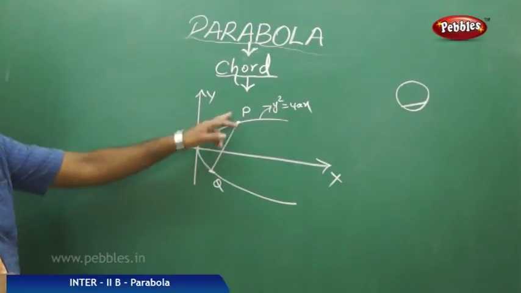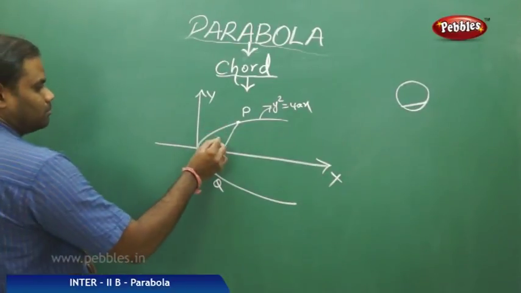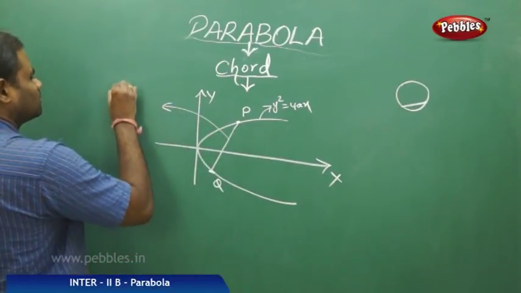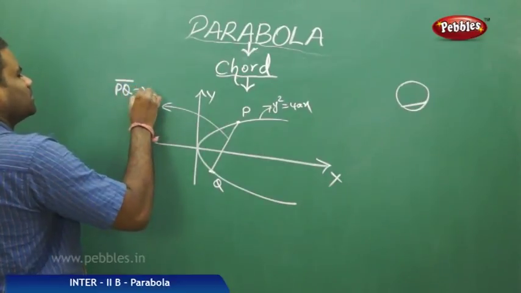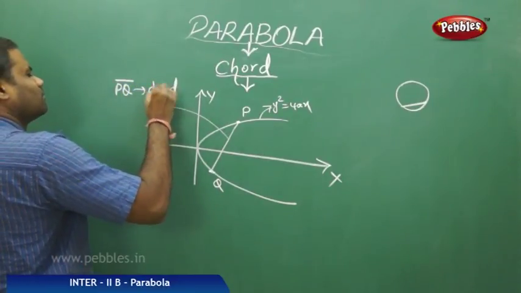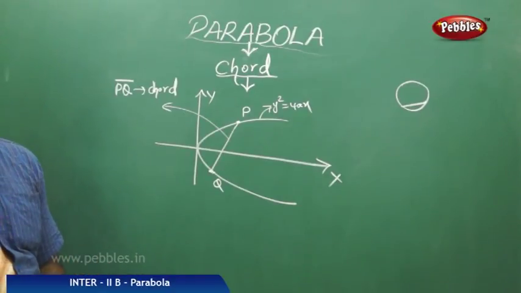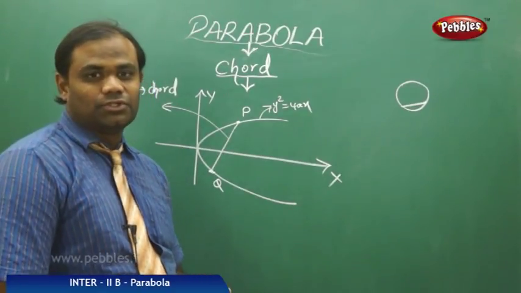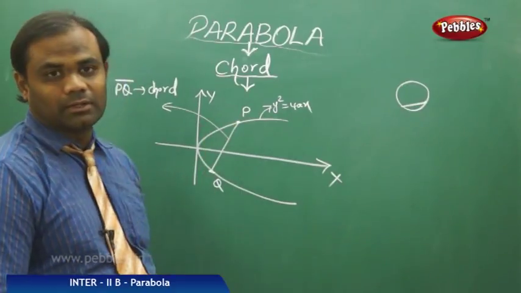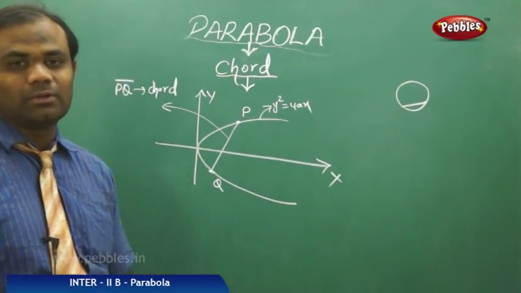So these 2 points form the chord. So here PQ is the chord, is referred to as the chord of the parabola. So chord is the line which joins 2 points of the parabola, any 2 points of the parabola.